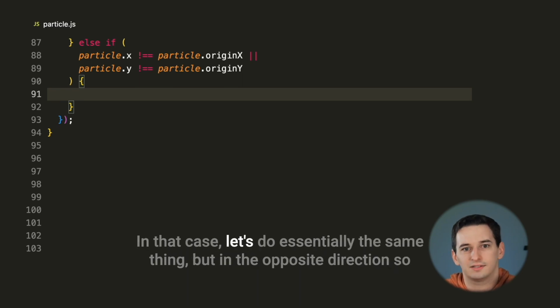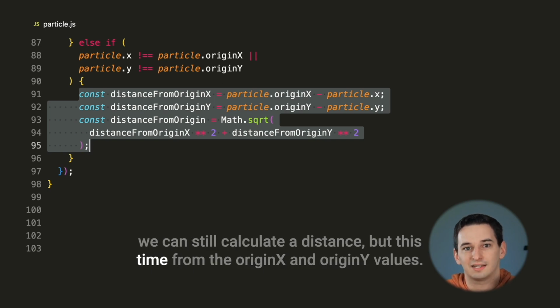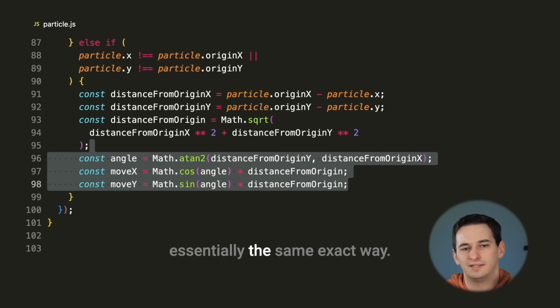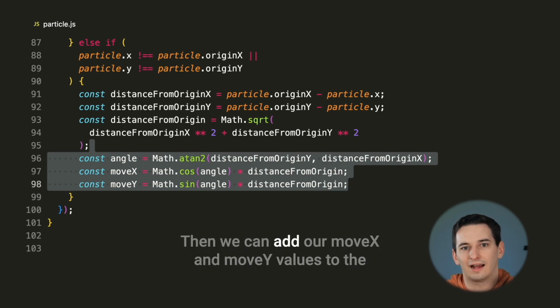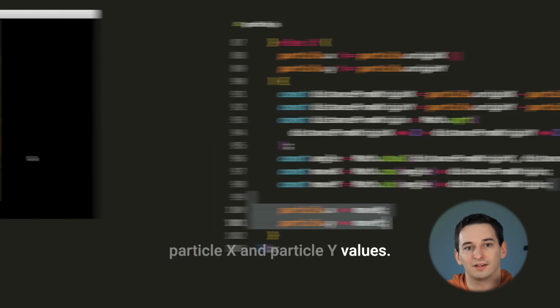In that case, let's do essentially the same thing, but in the opposite direction. So we can still calculate a distance, but this time from the origin x and origin y values. We can then calculate the angle, move x, and move y values in essentially the same exact way. Then we can add our move x and move y values to the particle x and particle y values.